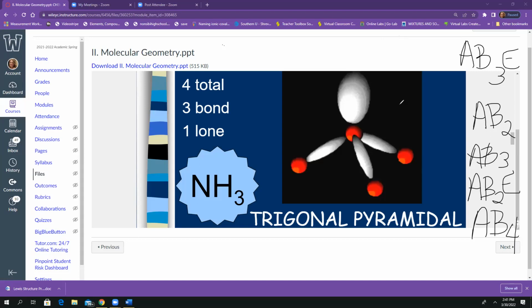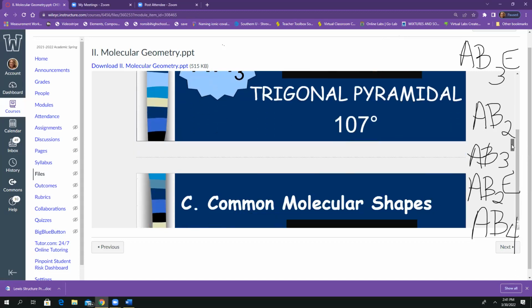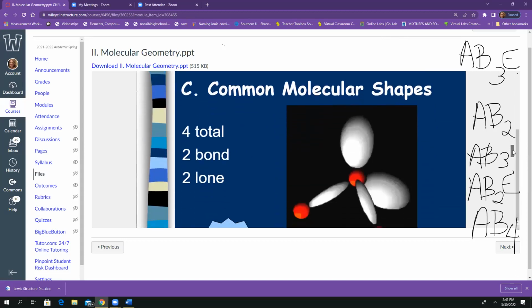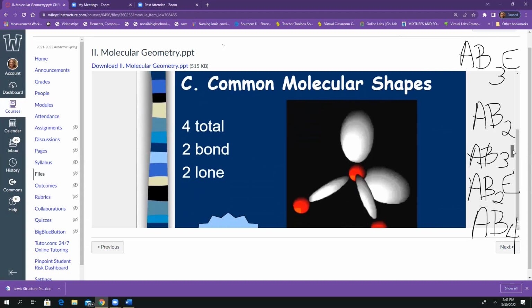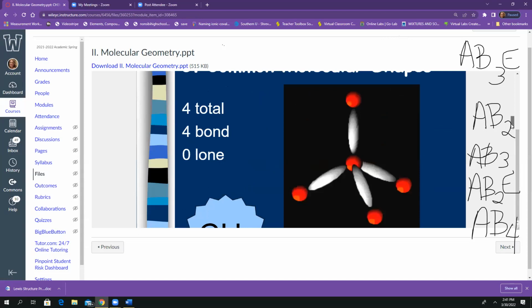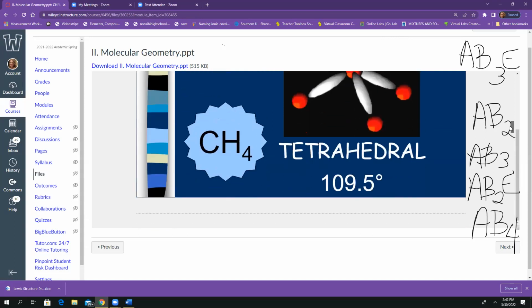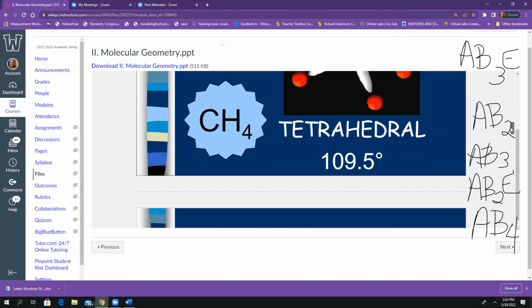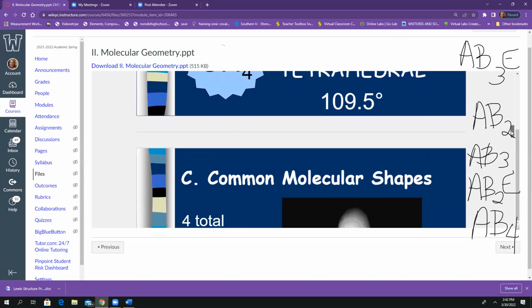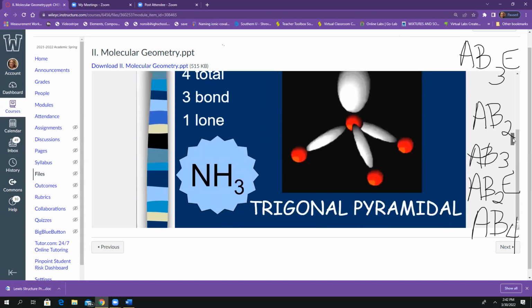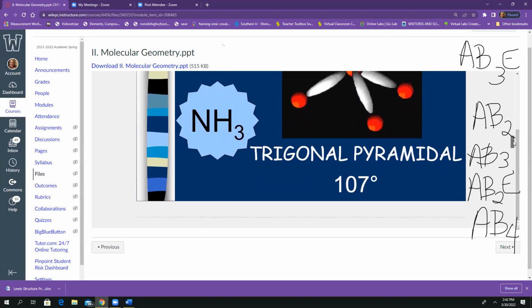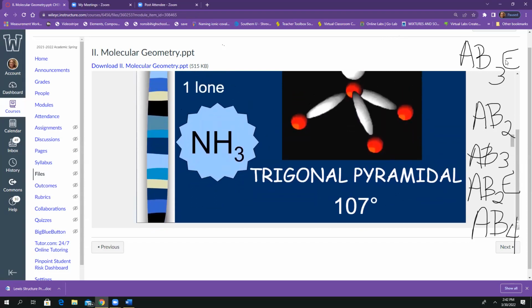And then the last one that we need to worry about, then we'll talk about the other ones, but we won't worry about them too much. These are known as bent again. Oh, and by the way, I forgot to mention the bond angle for the tetrahedral is 109.5, and the one for the trigonal pyramid, which is the AB3E that we just covered, that's 107.